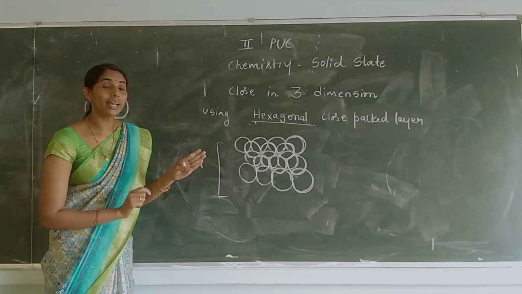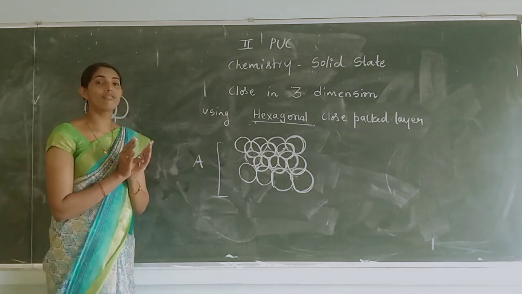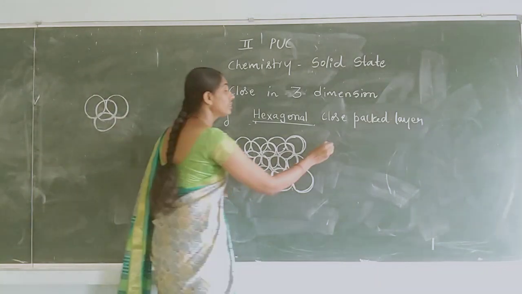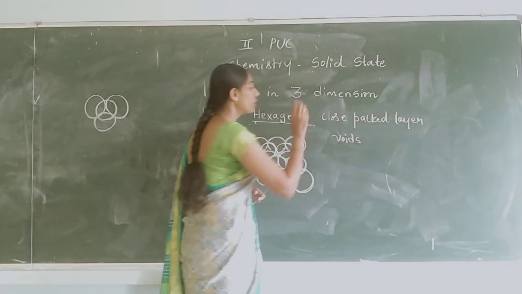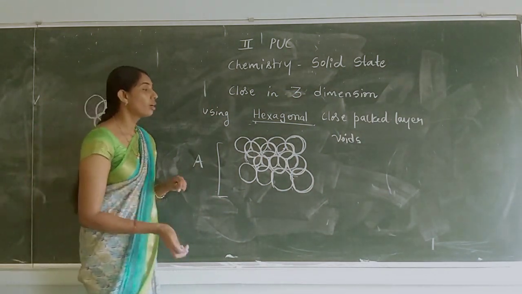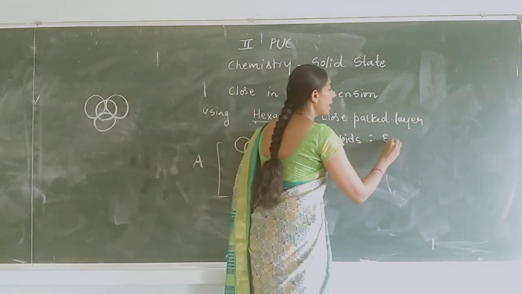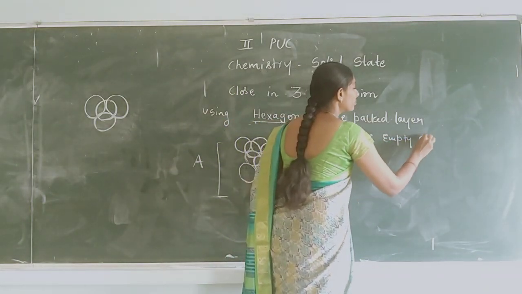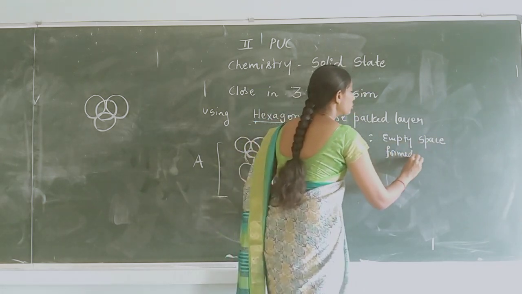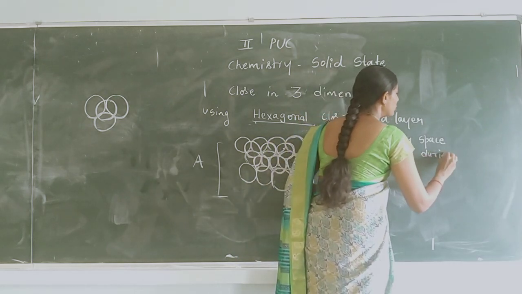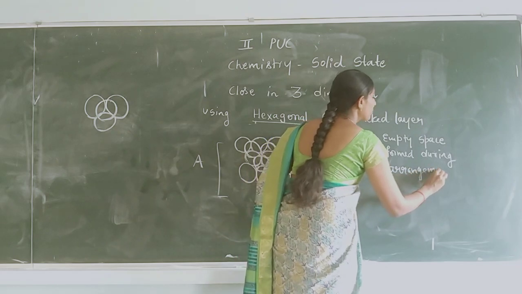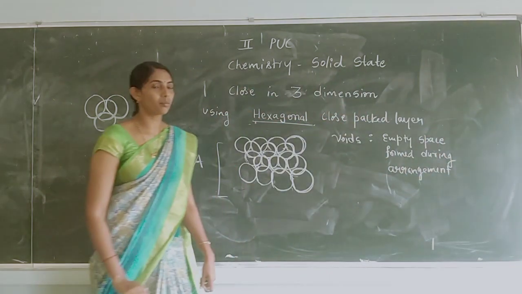When you place the second layer over the first layer, different types of voids are generated. So you have studied what you mean by a void. Void in the sense what? It is the empty space. Empty space formed during arrangement, it is usually called what? Voids. Remember?